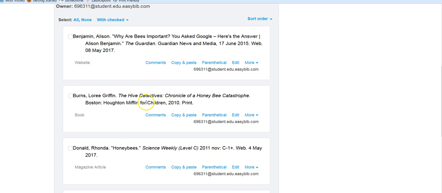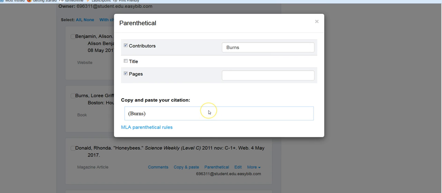Okay. How do I create the parenthetical reference, whether I'm putting it in my own words or copying it word for word? Find the source and then look for the word that says parenthetical. When you click on this, this will give you the information fields of importance. If it's a book, you want to leave pages checked and put in the appropriate page number. If there is not a print book, then you can uncheck pages and leave it blank. Now, I simply copy and paste that into the end of my paragraph.